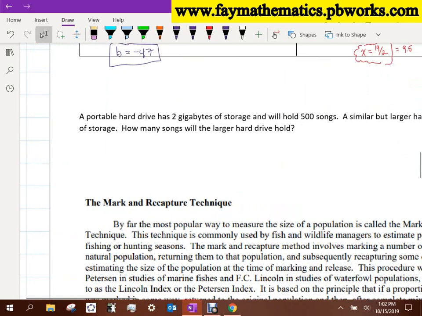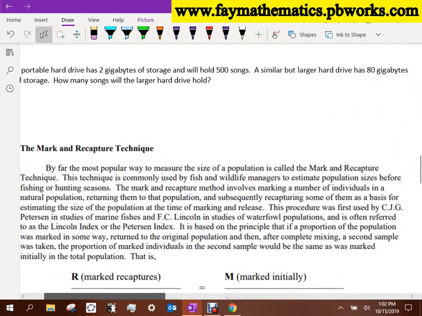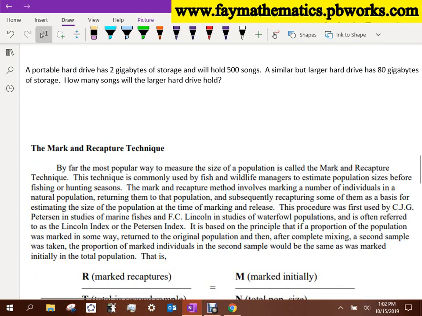Let's come down here and do some of these story problems. All right, this first one says a portable hard drive has 2 gigabytes of storage, holds 500 songs. Okay? I think a question like this makes sense to maybe even go back to section 2.6 where we dealt with ratios and rates and those types of things. Basically, we're going to rewrite this as 2 gigabytes for every 500 songs. Does that make sense? Or if you want to, 500 songs for every 2 gigabytes. But there's information there that is linked that we need to understand.